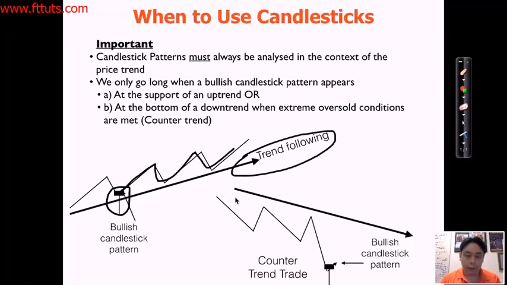Or in this case, you can see it's a downtrend, right? So downtrend, and it's right at the bottom of the downtrend where it is oversold, right? So stochastic is oversold at the lower Bollinger Bands, and we expect it to retrace back to the moving average. And that would be a long pattern, which is a counter trend trade when we see a bullish candlestick pattern.